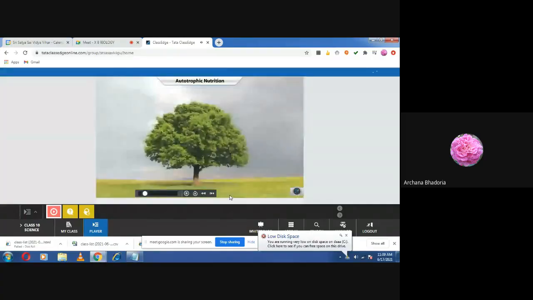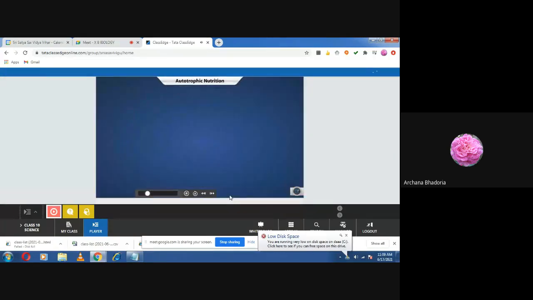Autotrophs use simple inorganic compounds to synthesize their nutrients, which are complex organic compounds. To do so, the autotrophs require an external source of energy. Depending upon the external source of energy, autotrophic nutrition is further subdivided into photoautotrophic and chemoautotrophic.